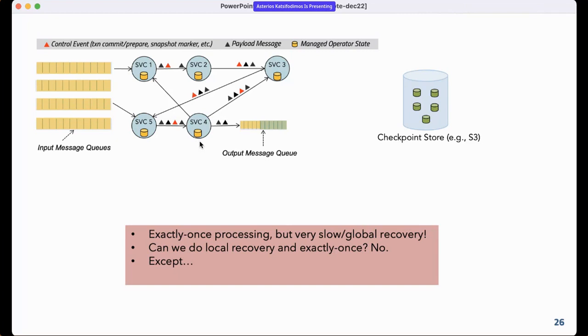Stream processors nowadays, no matter what happens, failures-wise, are going to guarantee to you that the message is going to be reflected in the state exactly 1 time. Good. The problem is that this whole failure protocol I described now is quite slow, okay? And it will take a lot of time.